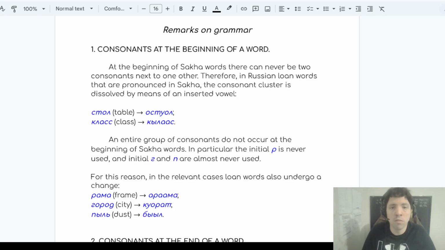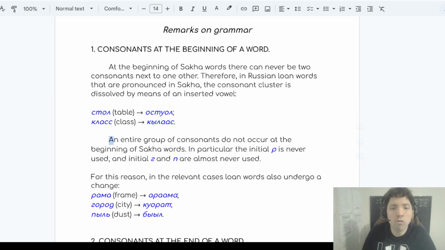All right, I will simply read through the remarks on grammar. Consonants at the beginning of a word. At the beginning of Sakha words, there can never be two consonants next to one another. Therefore, in Russian loanwords that are pronounced in Sakha, the consonant cluster is dissolved by means of an inserted vowel. We have stol in Russian becomes ostwal in Sakha. Class in Russian becomes kalas in Sakha.